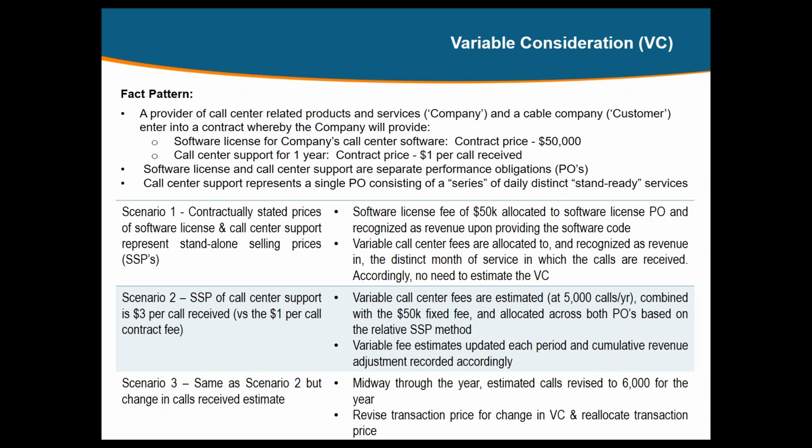So scenario 3, just to build on scenario 2, is really the same example as scenario 2, except we're assuming midway through the year, the estimated calls are revised to 6,000 from the initial estimate of 5,000. So now your transaction price, which was initially $55,000, becomes $56,000. You would then have to reallocate that additional $1,000 to your performance obligations based on the same percentages you originally allocated, and then you would record a cumulative revenue adjustment, kind of just like you would do in modification scenario 3. That's what you have to do every time there's a change in estimate of variable consideration.